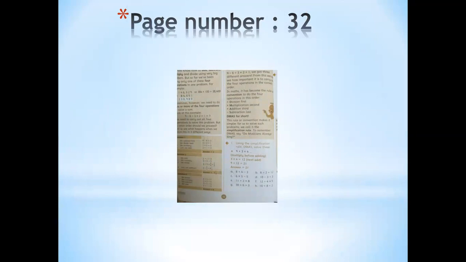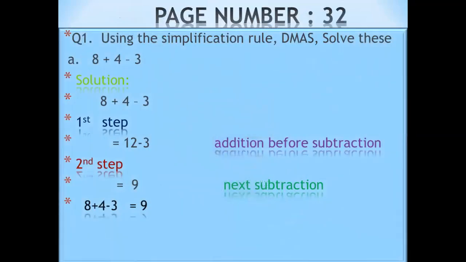Page 32 of your book is included in your scheme. There is only one question, question number 1, and there are 8 parts, and all the parts are included. The statement of the question is: using the simplification rule DMAS, solve these. The first part is 8 plus 4 minus 3.